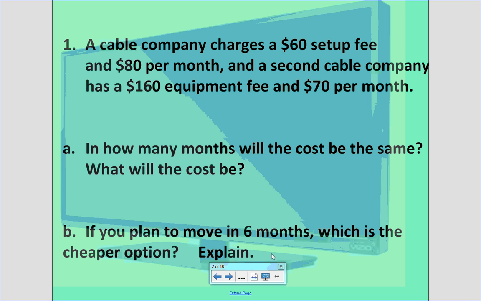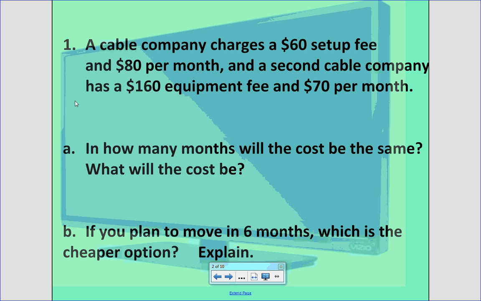Let me tell you, when some people ask, why do you use systems and try to figure it out? You have to use this, guys. When you're trying to figure out what cable company to use, when you have to start paying your own bills, I promise you're going to want to find this out. Because they're going to give you different prices for installation fee, and you're going to have to figure out what's the better deal. Now, this says, in how many months will the cost be the same, and what will be the cost? So first, we need to write our system.